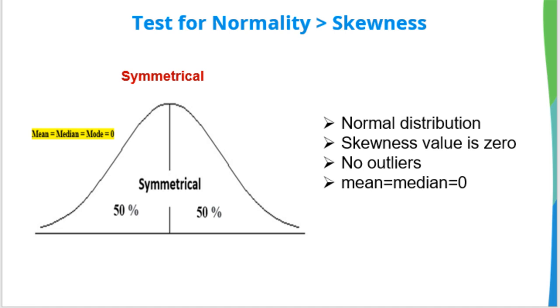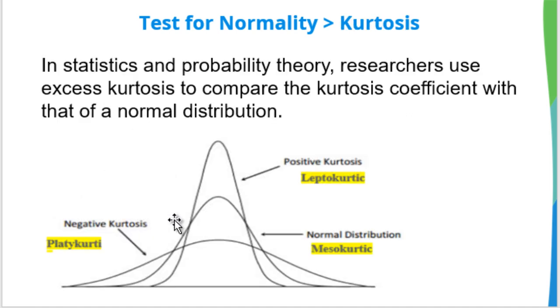Okay, so we also have another one called kurtosis. We use excess kurtosis to compare the kurtosis coefficient with that of the normal distribution. So we look at what the shape of that particular bell shape looks like. We have what they call positive kurtosis, negative kurtosis, and normal distribution. The positive one is called leptokurtic, the negative one is called platykurtic, and normal is called mesokurtic. That is how the shapes look.